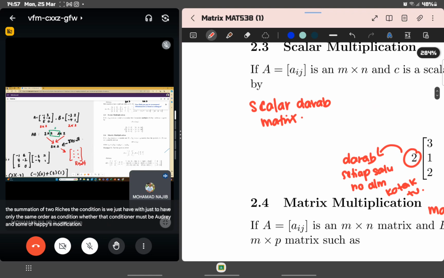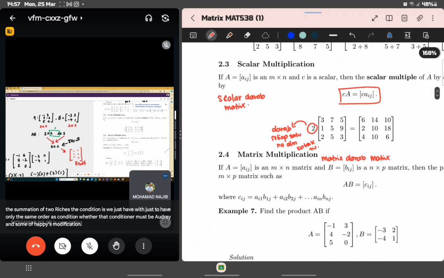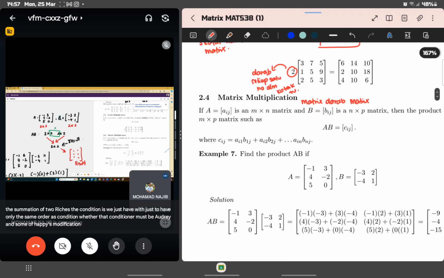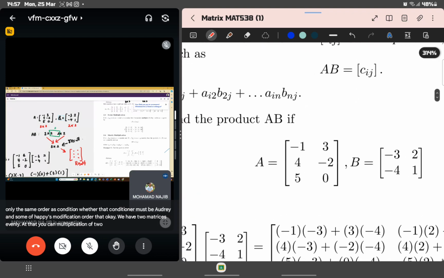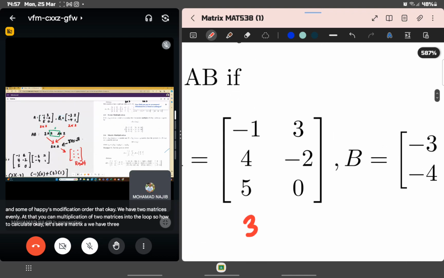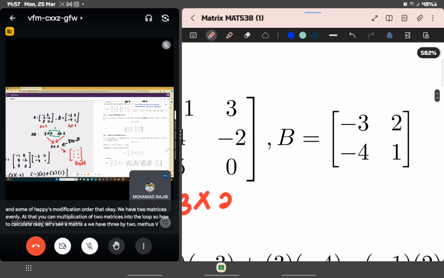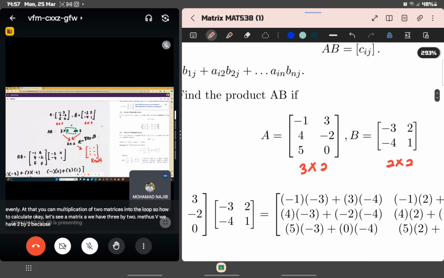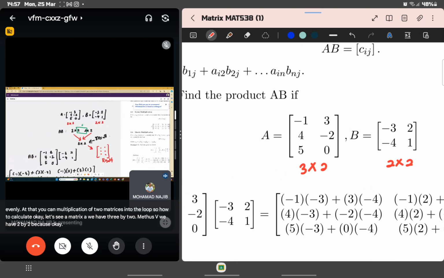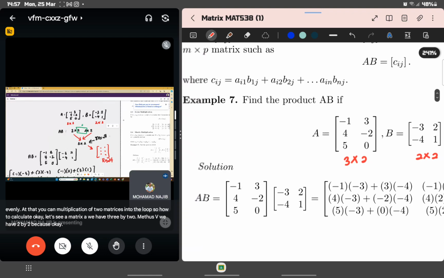Okay, contohnya katalah saya ambil, we have two matrices, A dengan B. Apa yang saya nak tunjukkan sekarang ini adalah adakah boleh kita lakukan multiplication of two matrices. Itu dulu. Saat ini baru kita tengok how to calculate. Okay, let's say matrix A we have 3 by 2. Matrix B we have 2 by 2. Betul? Okay, cara nak tengok dia begini. Kalau saya ambil A darab dengan B, contohnya saya ambil ni dulu.